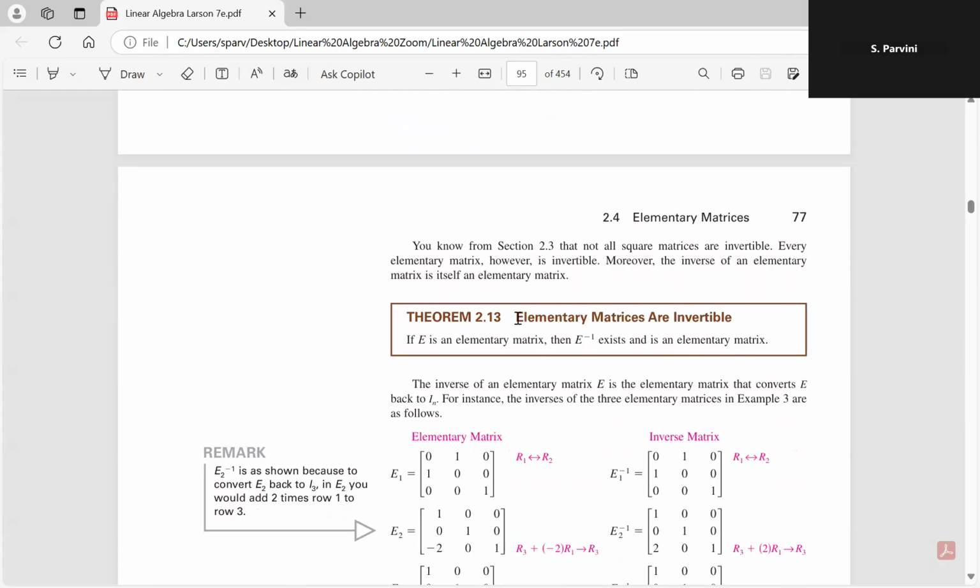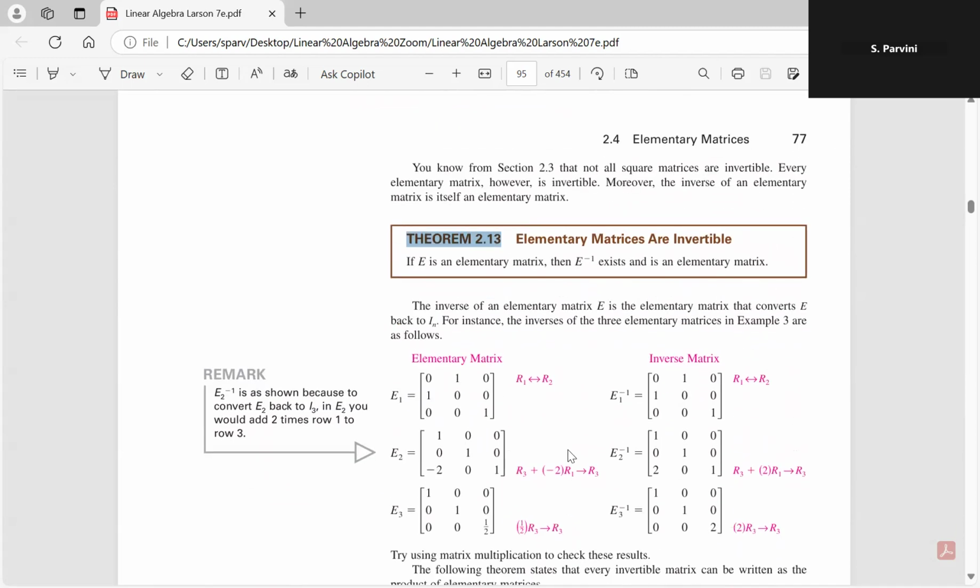Now, this theorem tells us that elementary matrices are invertible. In other words, their inverse exists. Okay, so the existence of the inverse of elementary matrices is guaranteed by this theorem. Okay, now let's see how we're going to get these inverse matrices. Look at this elementary matrix E1. And he tells you here what he's done. So he says, I switch row 1 and row 2. Remember, you do only a single operation.